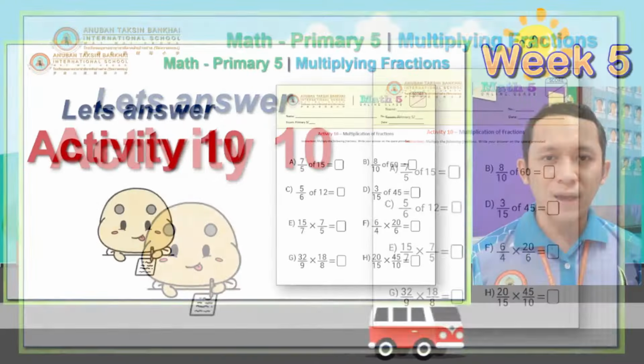Can we cancel 15 and 5? Of course, yes. We can use 5 to divide 15 and 5. So 15 divided by 5, we have 3. And 5 divided by 5, we have 1. So we have here 7 times 3, that is 21. So our final answer is 21. That's it. That's very, very simple.